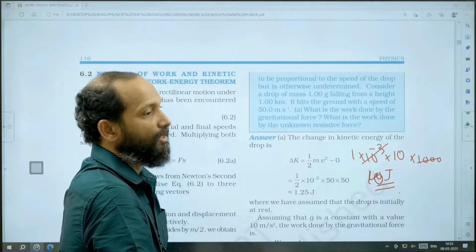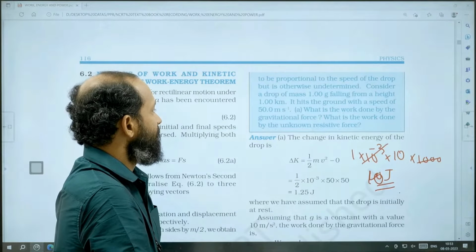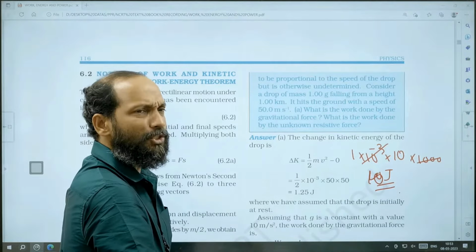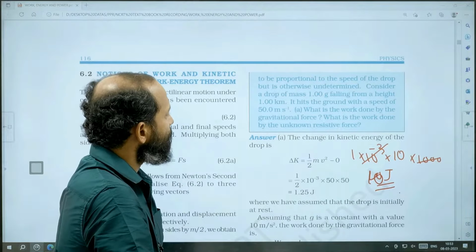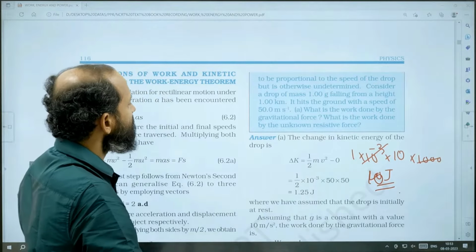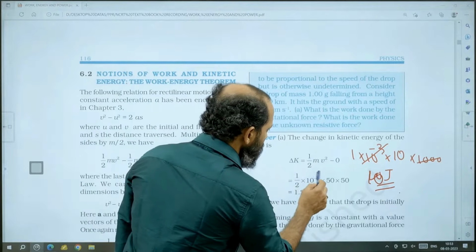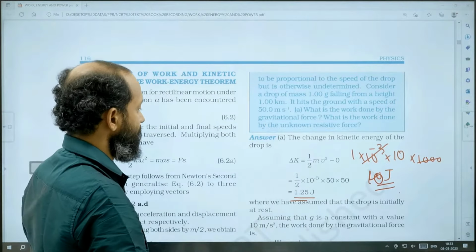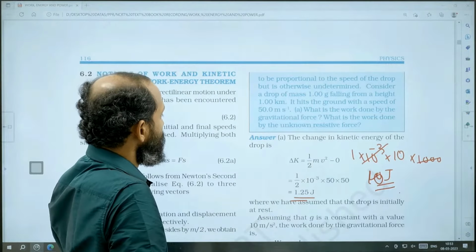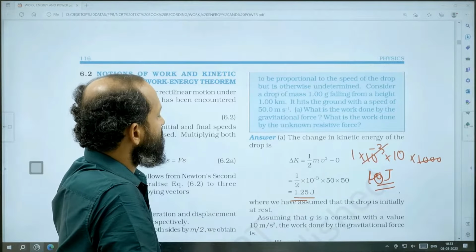Displacement is also in the downward direction, mgh. But what is the work done by the unknown resistive force? From that height the ball drops, what is the expected kinetic energy? That is half mv square, that is 1.25 joule. Is the change in kinetic energy expected?